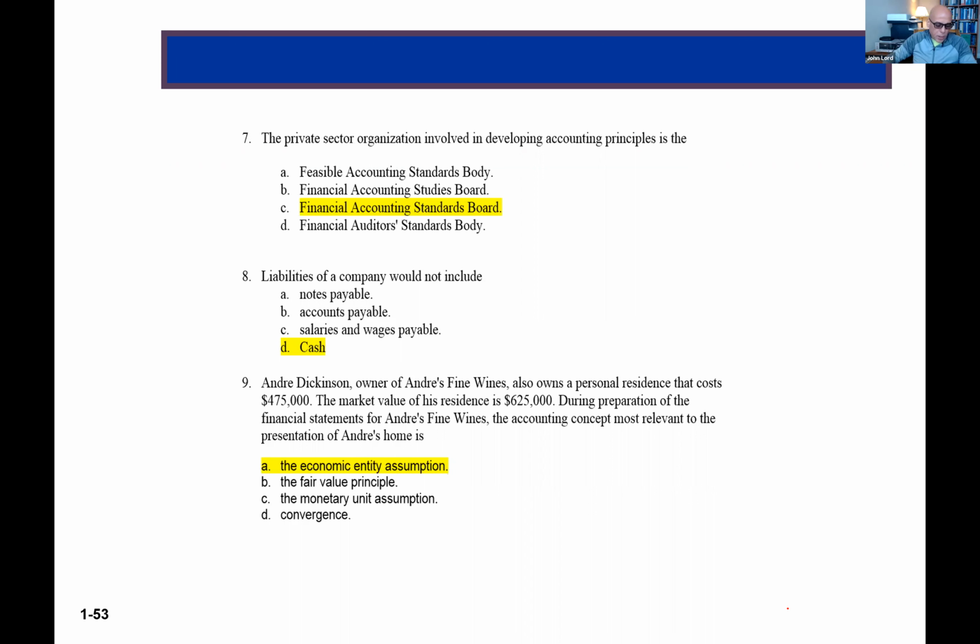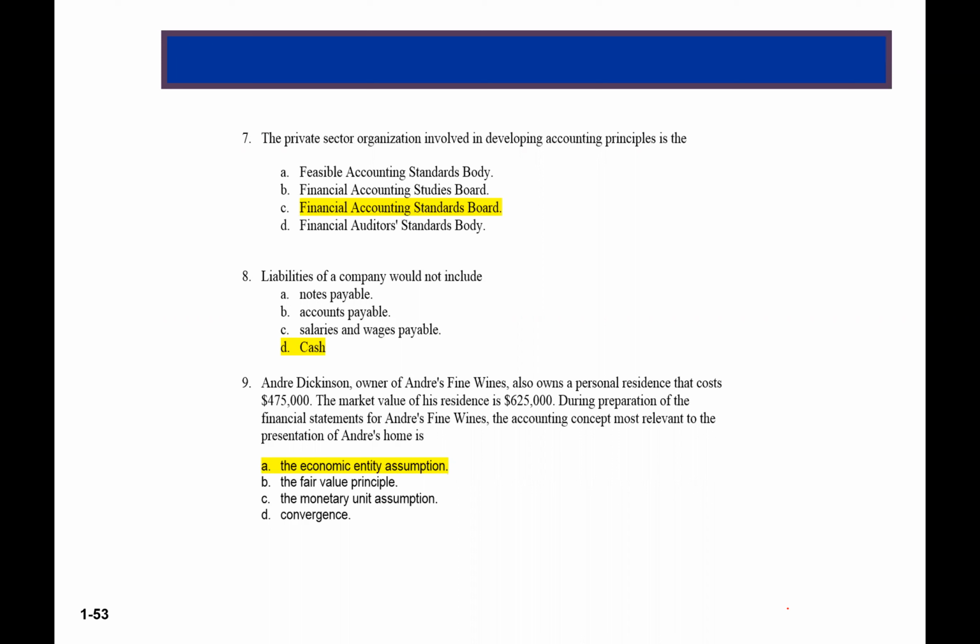Number 9, Andre Dickinson, owner of Andre's Fine Wine, also owns a personal residence that costs $475,000. The market value of his residence is $625,000. During preparation of the financial statements for Andre's Fine Wine, the accounting concept most relevant to the presentation of his home is the economic entity assumption. Should he include his home on the financial statements of Andre's Fine Wines?